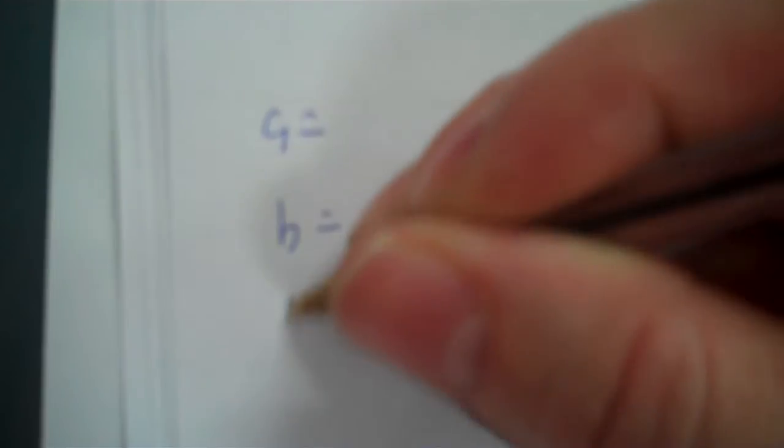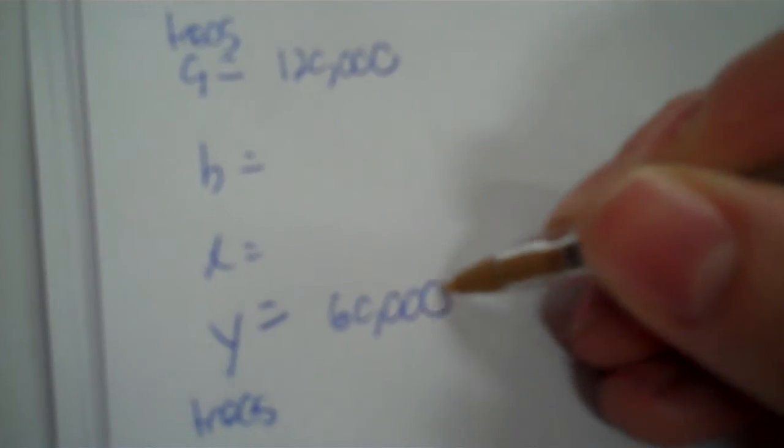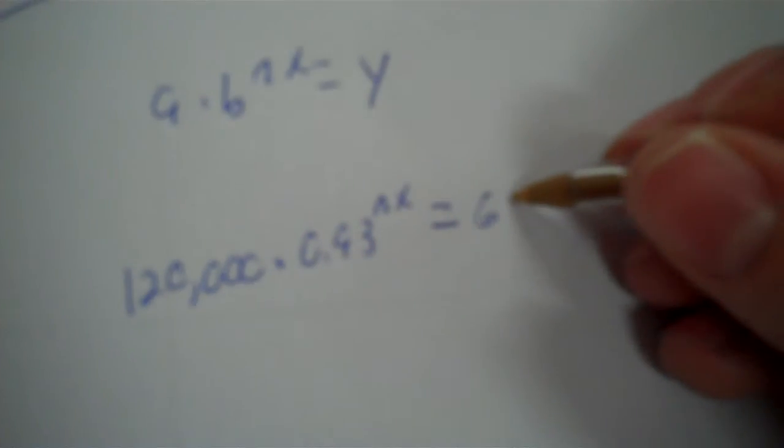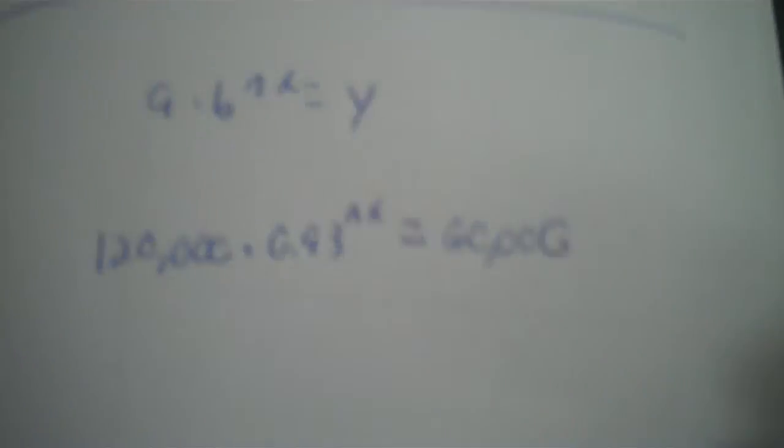So A, B, X, and Y. A and Y stand for the same thing: they would be trees. My trees began at 120,000 and they end at 60,000. The B I have is 0.93, and the X is the years, which is what I'm trying to figure out. So you have 120,000 times 0.93 to the X power, and then the Y is 60,000. So we're solving for X.